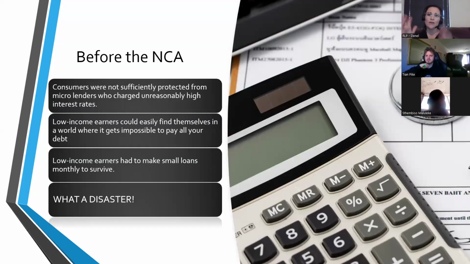Cool. So earlier on, I asked you guys what happened before the NCA. Thembiso said that consumers were granted credit, but they cannot actually afford it, and it resulted in over-indebtedness, right? So consumers were not sufficiently protected from microlenders, and then the microlenders charged them unreasonably high interest rates. And then they found themselves in a world where it basically gets impossible for them to pay off all of their debt. So they had to make a loan to survive.